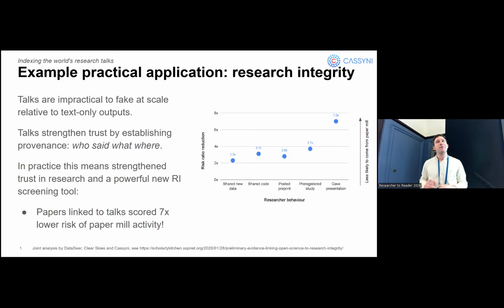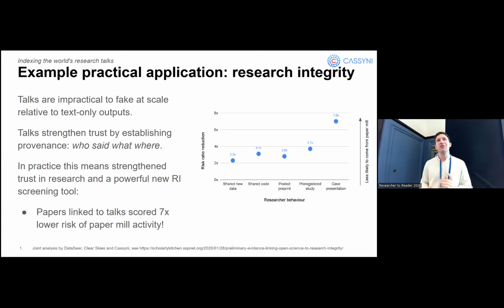One of my most exciting applications of this comes in the form of research integrity. If you think about a talk as compared to textual content, it's interesting because it's much more difficult to fake. You can't use Gen AI to produce a talk like this one here, at least not at the moment. And so that allows you to establish with confidence who said what and where it was said.